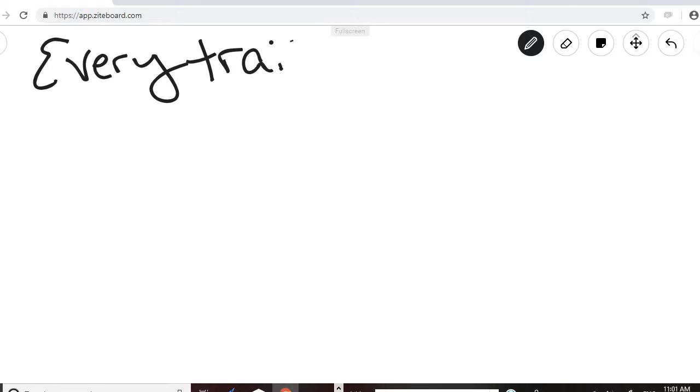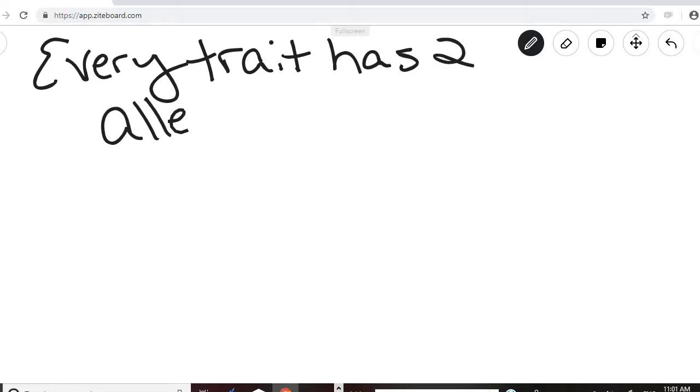Okay, so where do these alleles come from? Well, we said that every trait has two alleles. And what we know about those alleles is that each parent contributes one of its alleles for that trait.